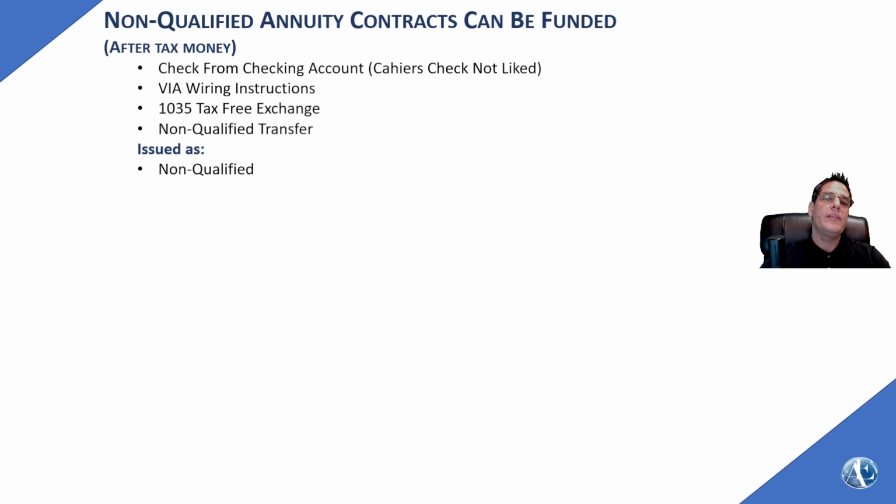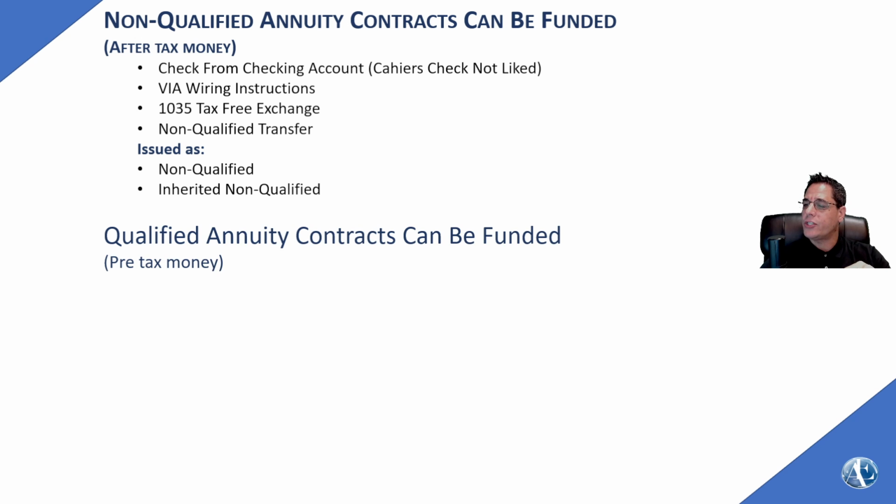Now, how are these issued? Traditionally it's just called non-qualified, and inherited non-qualified is another way they can currently be issued. Next, let's jump into the qualified annuities.